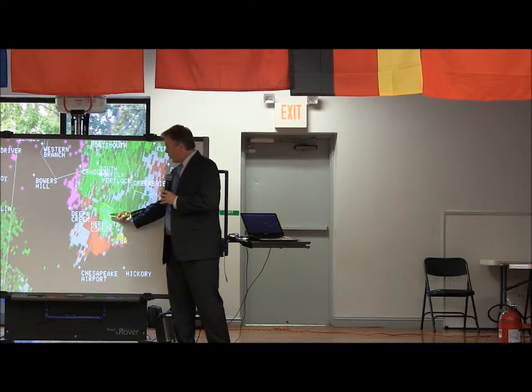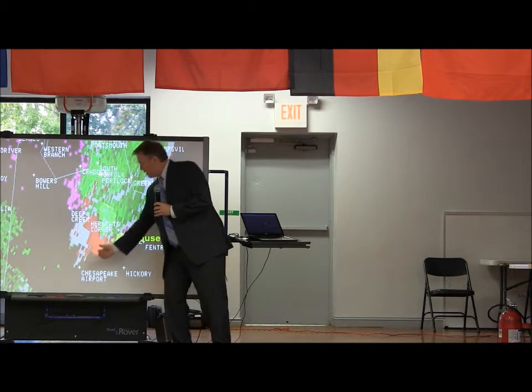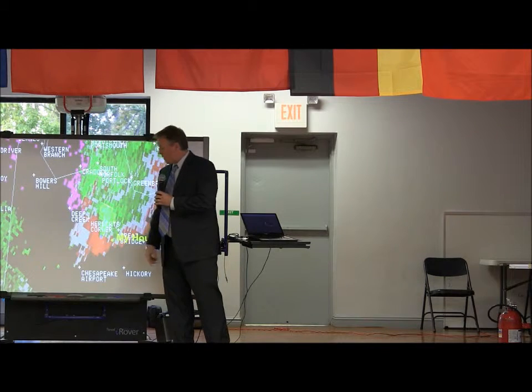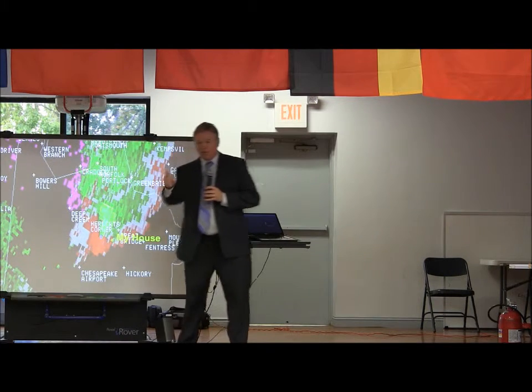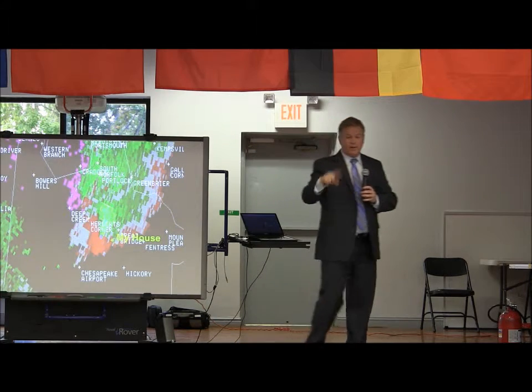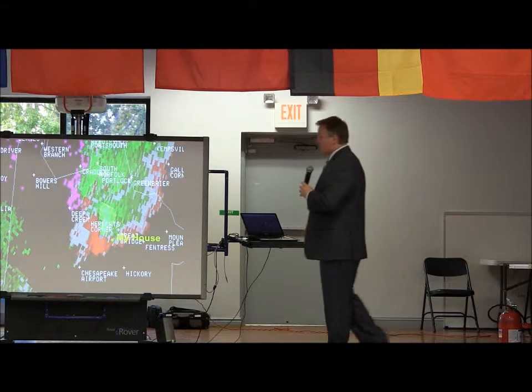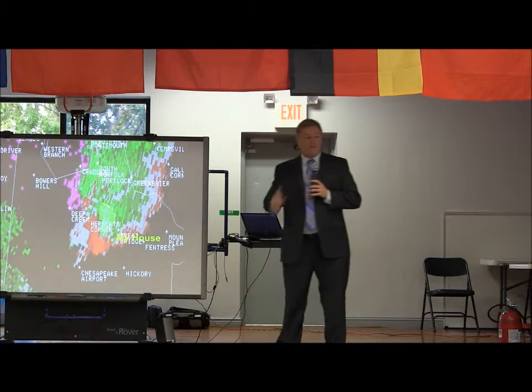The green indicates winds that are going that way. The red indicates winds that are going this way. And if you have a blue dot, that means winds are circling around, okay? So if you've got winds going this way, and winds going this way, and winds going this way, what do you have? Tornado! You've got one of two things. You have either a tornado or a funnel cloud in the air.